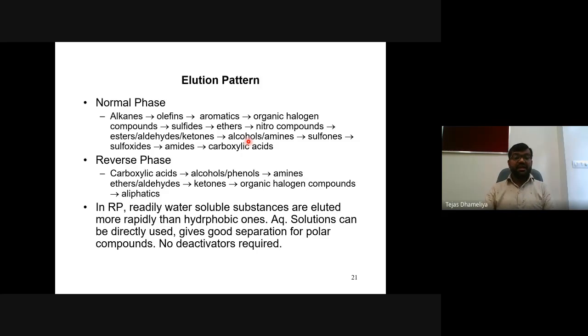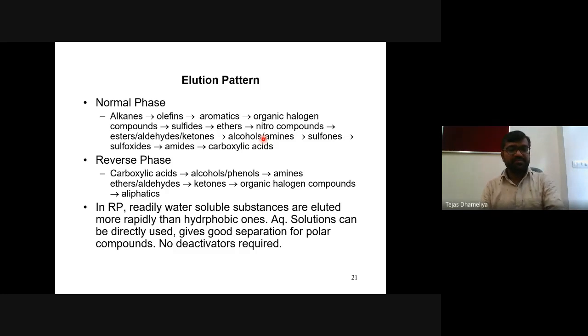That alkanes will come first because normal phase is a phase where mobile phase is non-polar and stationary phase is polar in nature. इसीलिए जो स्टेशनरी फेज का नेचर होता है उसके टाइप का कंपाउंड लास्ट में रिटेन होता है या इल्यूट नहीं होता है. सो इसीलिए जो पोलर कंपाउंड such as carboxylic acid, amide, sulfoxide, sulfones, alcohol, amines will be retained by such polar stationary phase.